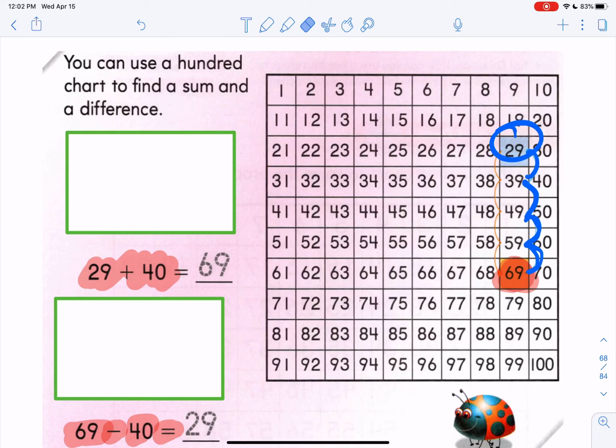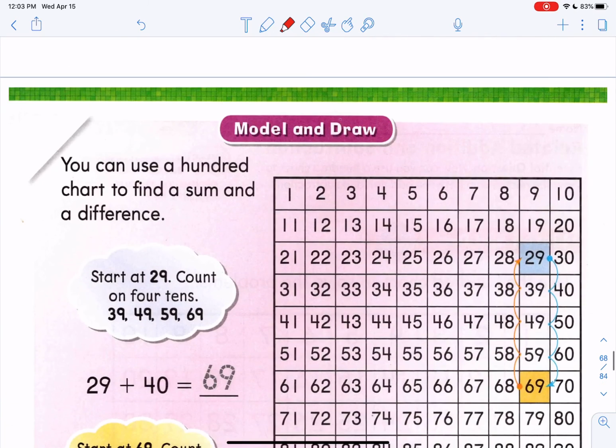Now, the other way to do it would be to think of your related facts. We've got two related facts right here. Remember, even if I cover this up, if you know 29 plus 40 equals 69, then you know 69 minus 40, what number's missing? 29. Okay? You're going to need both of those skills to do the work I've got set up for you for today.